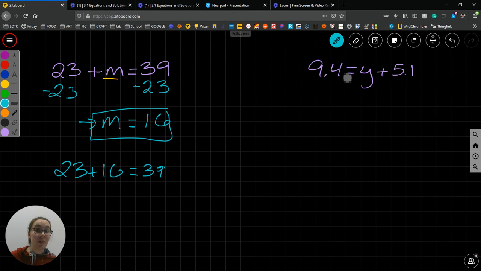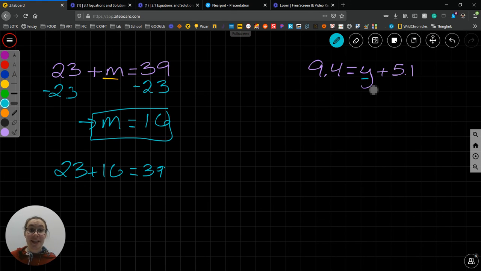Let's do this one over here. Oh no! The equation's backwards. It doesn't matter. It's still a balance scale, guys. 9.4 is still equal to 5.1 plus y. It doesn't matter which side of the equation it's on. I want to get y by itself. That's my goal. Make y as lonely as I possibly can make it.